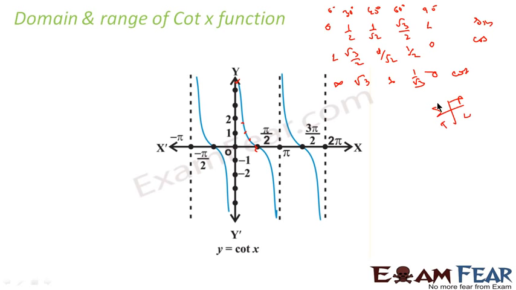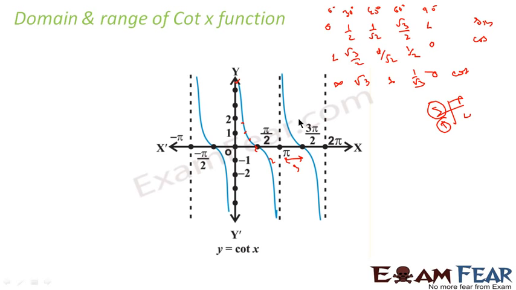Similarly, if you draw for negative, when we have seen all sine, tan, cos, only sine is positive here. Tan is not positive, and the reverse of tan is cot, 1 by tan is cot. So cot is also negative in this range. But if you go to the third quadrant, tan is positive, so cot is also positive. And in the fourth quadrant, tan is negative, so cot is also negative. So we have got the graph like this.